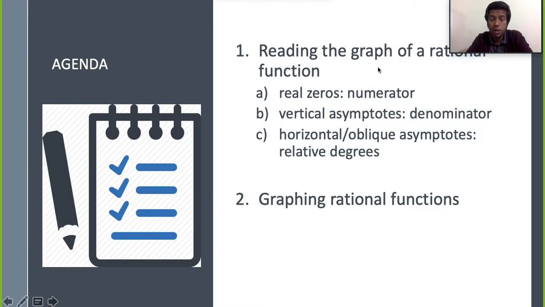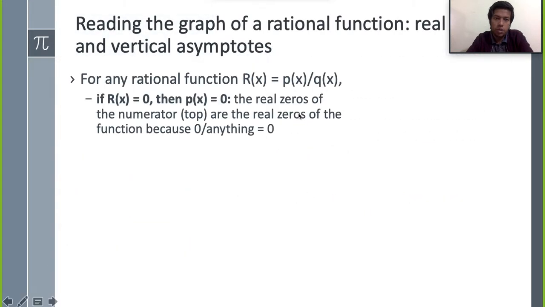And look, everything you have already learned is applied here again. About the vertical asymptote, all the things that you have learned are true here also. About the horizontal asymptote or oblique asymptote, all of them are true here as well. So let's look at the thing.